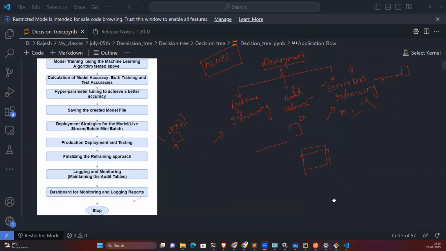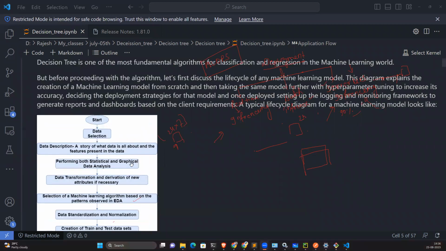Similarly, after the retraining, we have to do the logging and monitoring of the model performance. And then dashboarding and monitoring. Here Tableau and Power BI will come into the picture, and here we are going to stop this process. So this is a very common process for any kind of machine learning model, irrespective of the type.